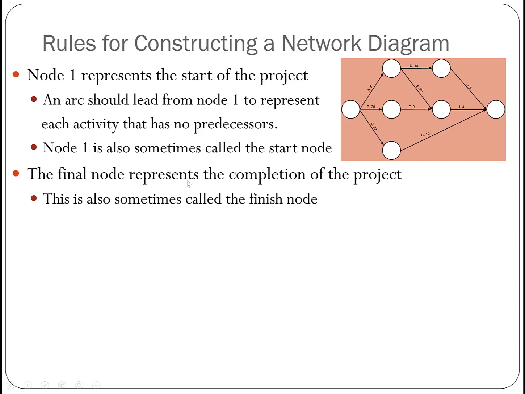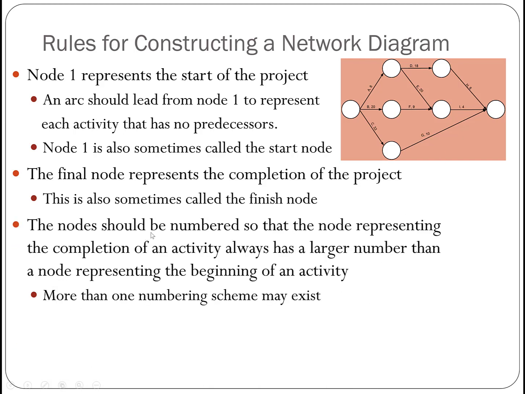And the final node represents the completion of the project. So this final node here represents that the entire project is completed. And sometimes we put a finish inside this node to represent that it is the finish node. The nodes should be numbered so that the node representing the completion of an activity always has a larger number than a node representing the beginning of an activity.